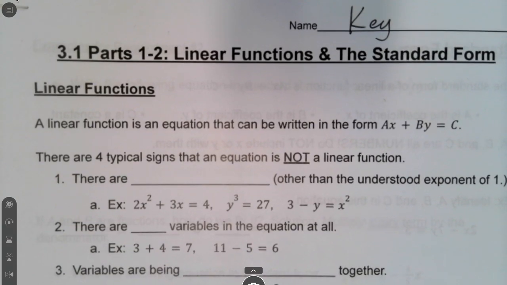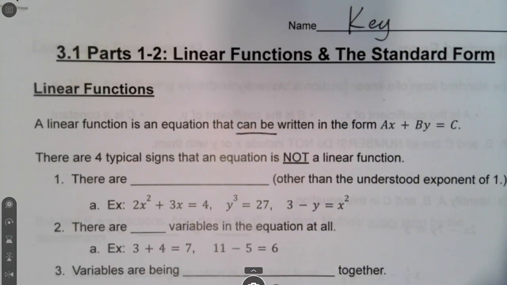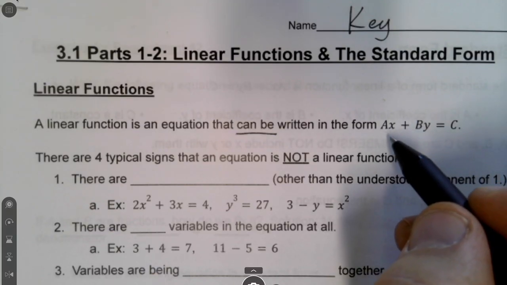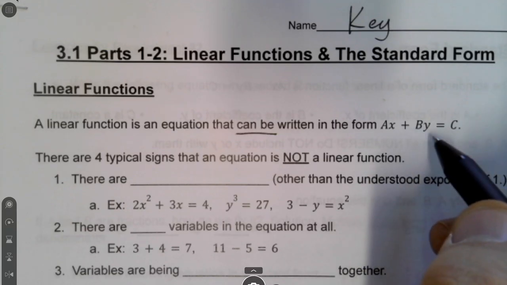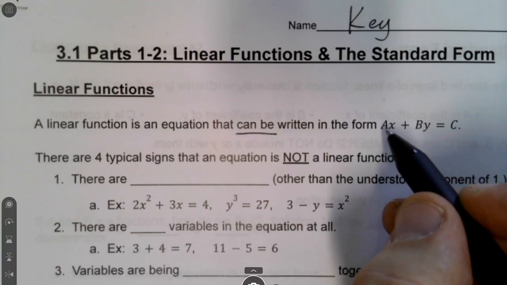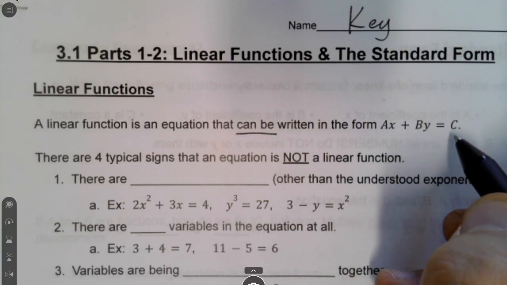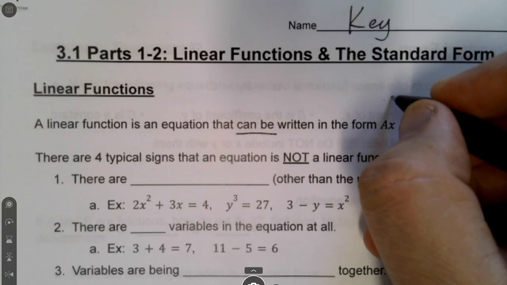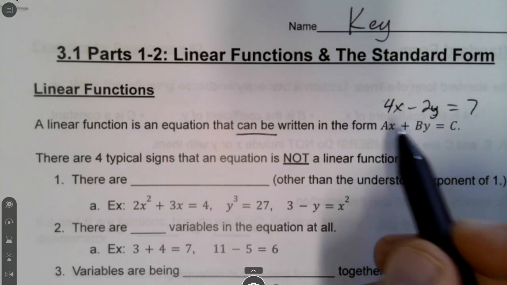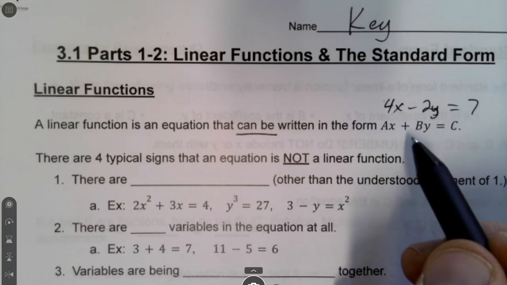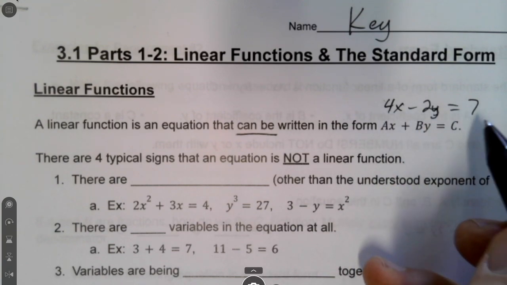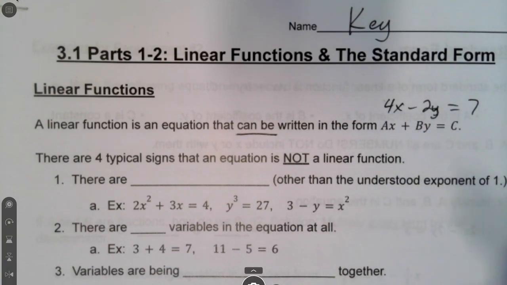So a linear function is an equation that can be written in this form: ax plus by equals c. This is called standard form. We'll talk more about that in part 2 of the lesson, but I do want to make sure it's understood that a, b, and c are numbers. So you might see something like 4x minus 2y equals 7, because different equations will have different numbers, but the point is the a, the b, and the c are really just coefficients or constants. It's only x and y that are actual variables.